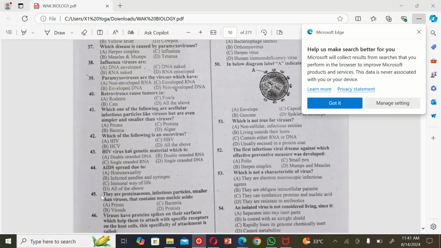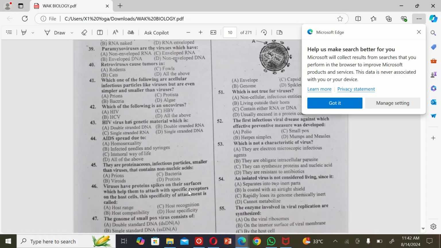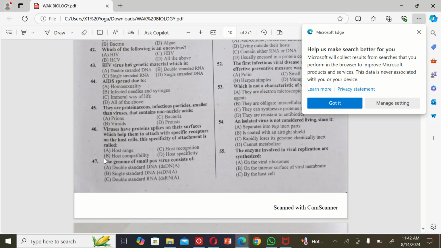The next MCQ is: they are proteinaceous infectious particles smaller than viruses that contain no nucleic acid. A, prions, B, viroids, C, bacteria, and D, protista. The correct option is A. The next MCQ is: viruses have protein spikes on their surface which help them attach to specific receptors on the host cell. This specificity of attachment is called A, host range, B, host capability, C, host recognition, and D, host specificity. The correct option is A.